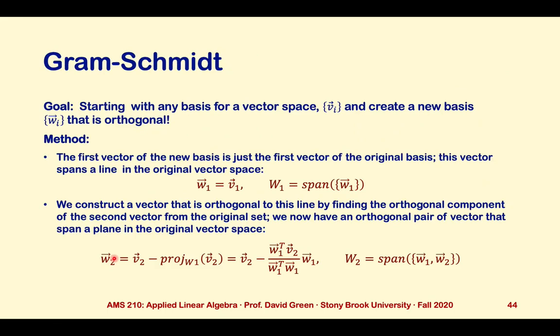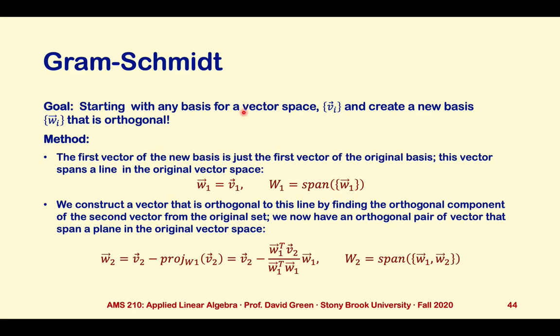So let's walk through in more detail how we're going to do this. Our starting point: we're going to try to find an orthogonal set, starting with any basis for a vector space, some set of vectors v_i, which we assume are a basis, so they are linearly independent. Let's create a new basis, which we'll call w_i, that is an orthogonal one. The sets v and w will have the same number of vectors in them because they are both bases. They have to have as many elements as the dimension of the vector space.